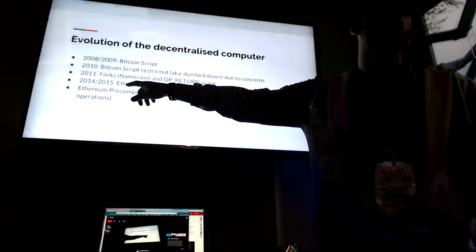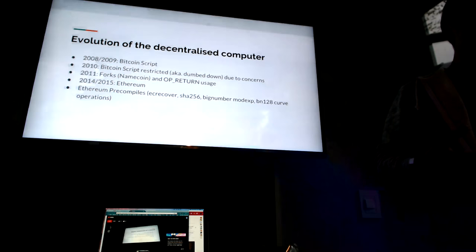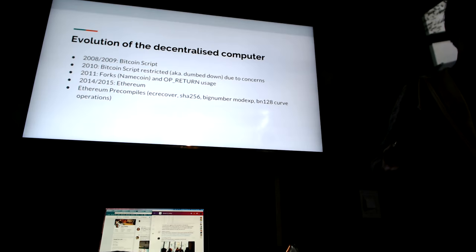What a precompile means here is they're not written in EVM itself, but every single client has to write it in the language of their choosing. So for example, the Go Ethereum client has all of these features written in Go, and every single client has to do the same.